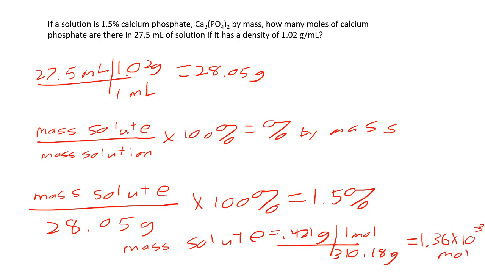With a note that because I said 1.5%, that actually has two significant figures, I'm going to round that to 1.4 times 10 to the minus 3 moles. That is going to be my answer. So that's how we can do a percent by mass question.